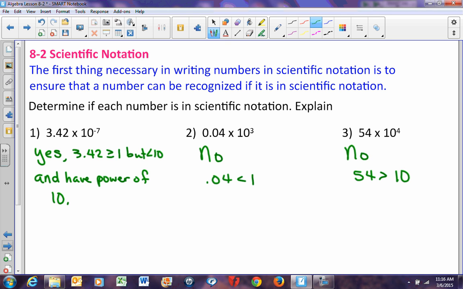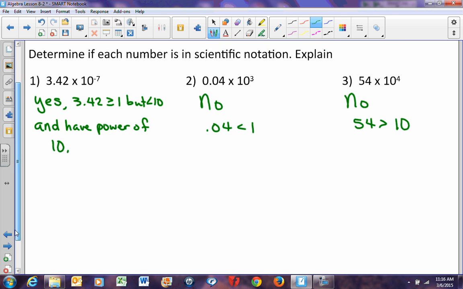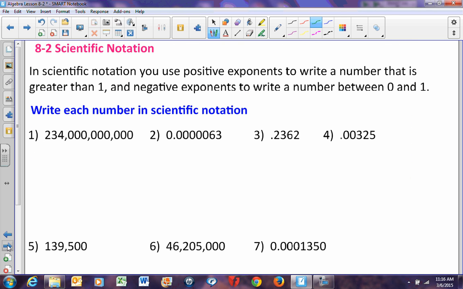The next thing we're going to do is write numbers in scientific notation. In scientific notation, you use positive exponents to write a number that is greater than 1, and negative exponents to write a number that's between 0 and 1. If we have the following number, which I'm sure most people can't even read, this is 234 billion.